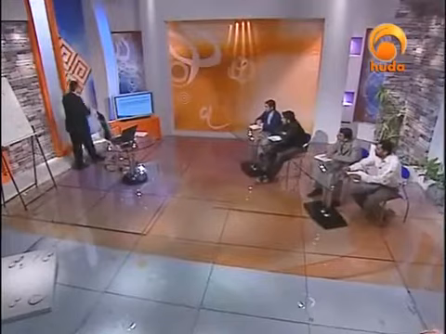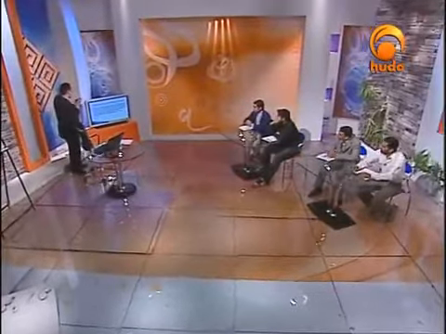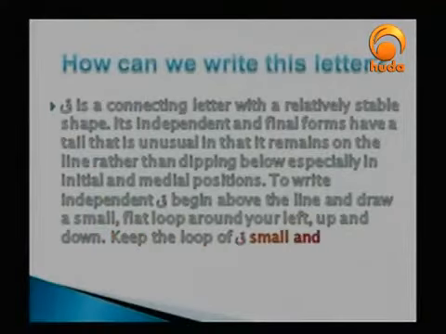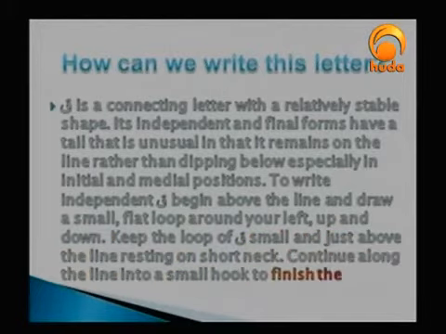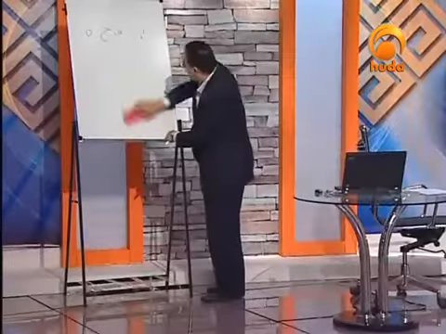That is absolutely correct. Now, let me move on to another interesting part, which is how you write this letter. Qaf is a connecting letter with a relatively stable shape. Its independent and final forms have a tail that is unusual in that it remains on the line rather than dipping below, especially in initial and medial positions. To write independent qaf, begin above the line and draw a small flat loop around your left. Let me start here. Here we have qaf.